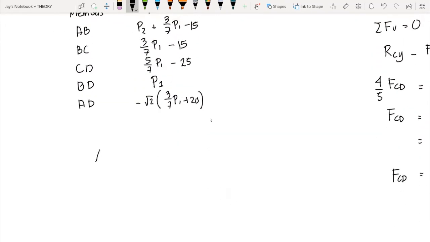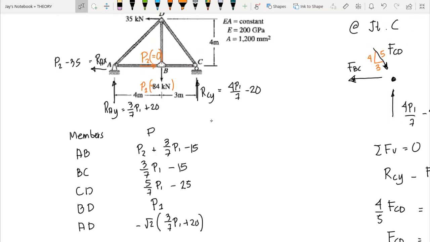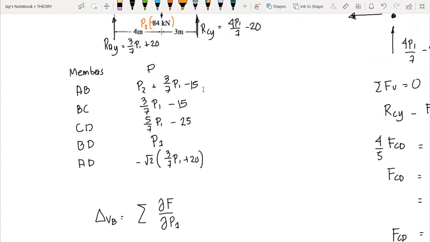So we have the vertical component at joint B is equal to the summation of the partial derivative of, let's say it's our F, with respect to the partial derivative of P1. We will be using P1 here because our vertical force here is in terms of P1. Now, if we derive this equation, we would have P2 and negative 15 here as constant, and the derivative of a constant is equal to 0. So therefore, this is the only term that we have derivation.